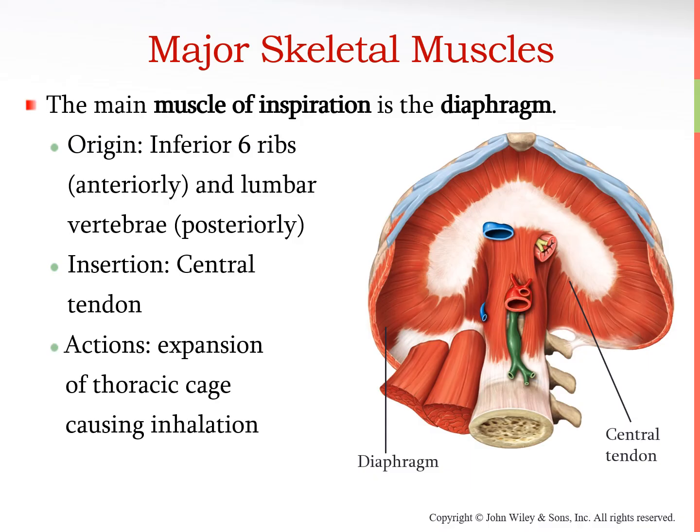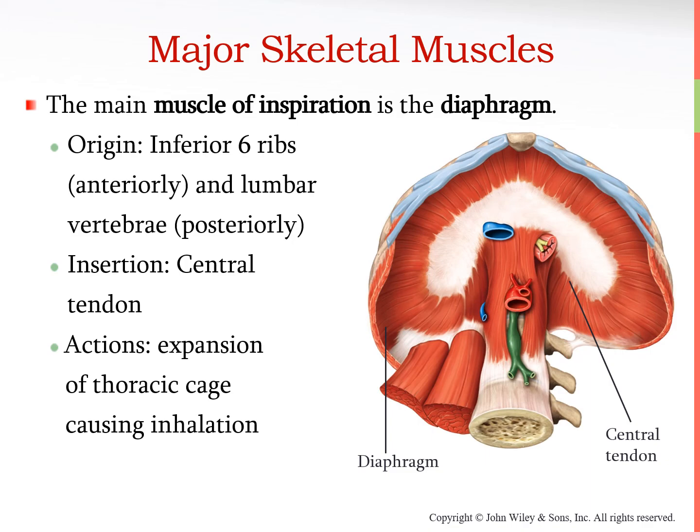And this is the main muscle of inspiration, or breathing in. It's a broad muscle that spans the width and breadth of the trunk, separating the thoracic region superiorly from the abdominal pelvic region inferiorly. The origins are on the inferior 6 ribs, in the anterior region, and in the lumbar vertebrae posteriorly. The insertion is more medial in the central tendon, as you can see in the diagram.